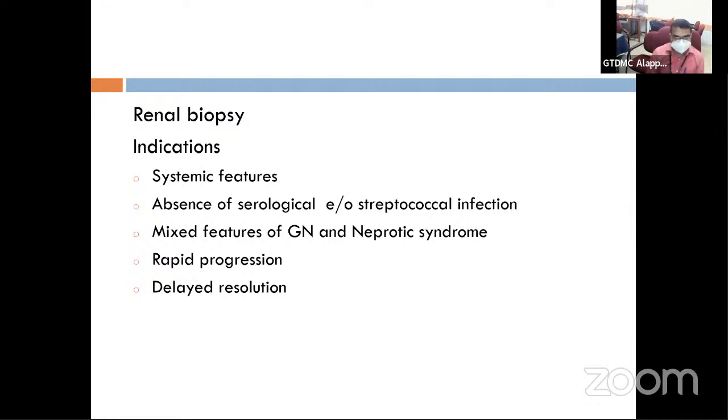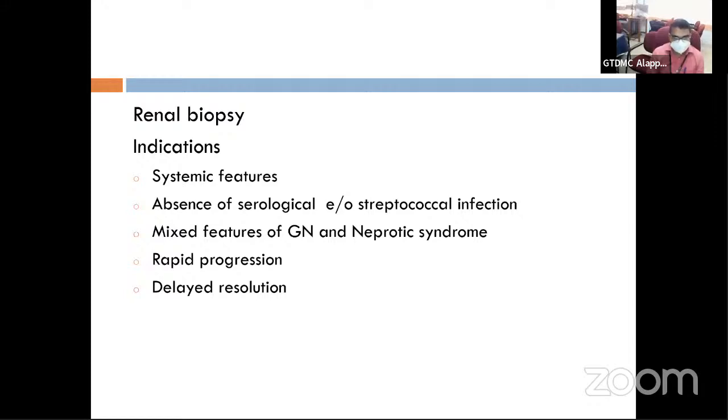Then delayed resolution. Even in the case of post-streptococcal glomerulonephritis, you are giving proper management, appropriate treatment is being given, support is given, but there is delayed resolution. Like if gross hematuria persisting beyond 4 weeks is an indication. It indicates a delayed resolution, and you have to look for other etiologies.